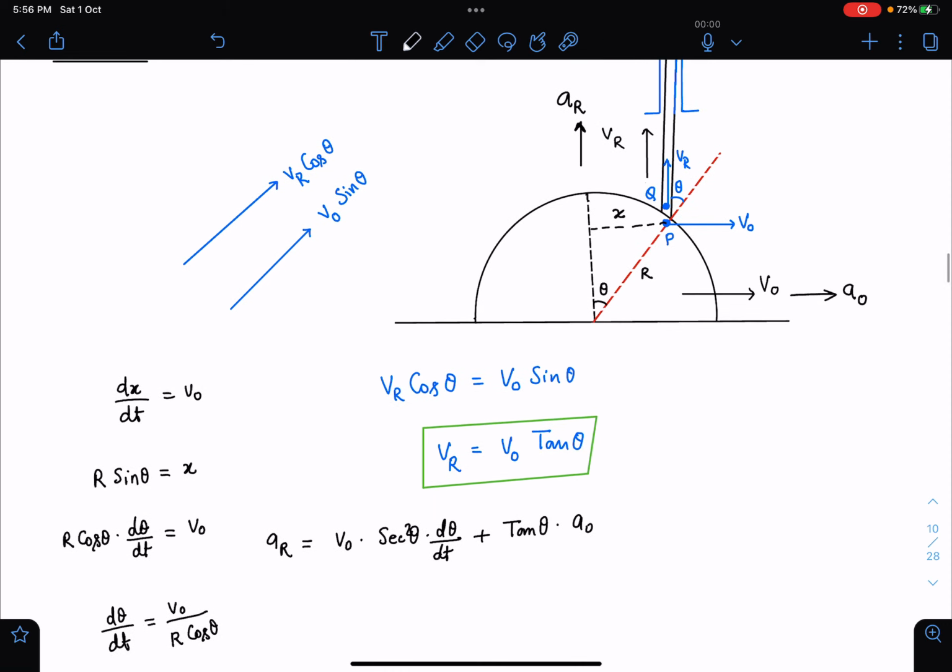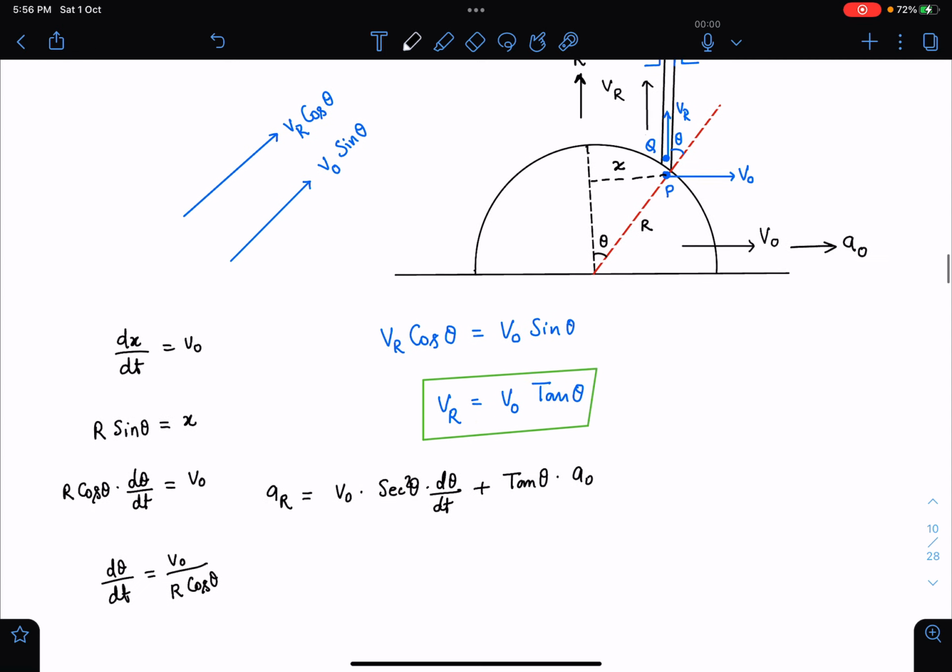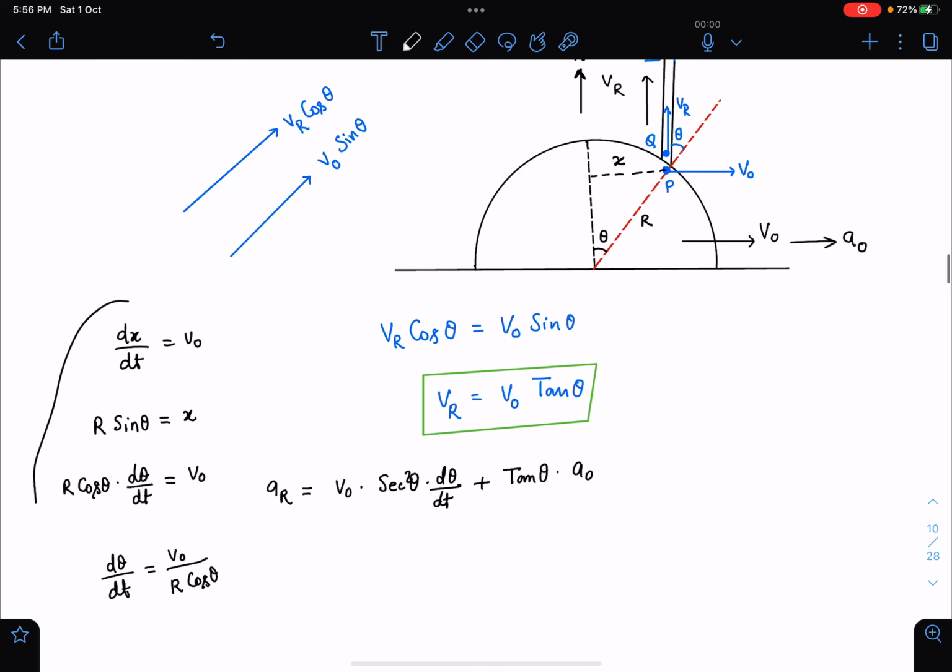You can check here another way of solving it. We have to calculate this. This is one way of solving it. I hope this is clear to you for d theta by dt.